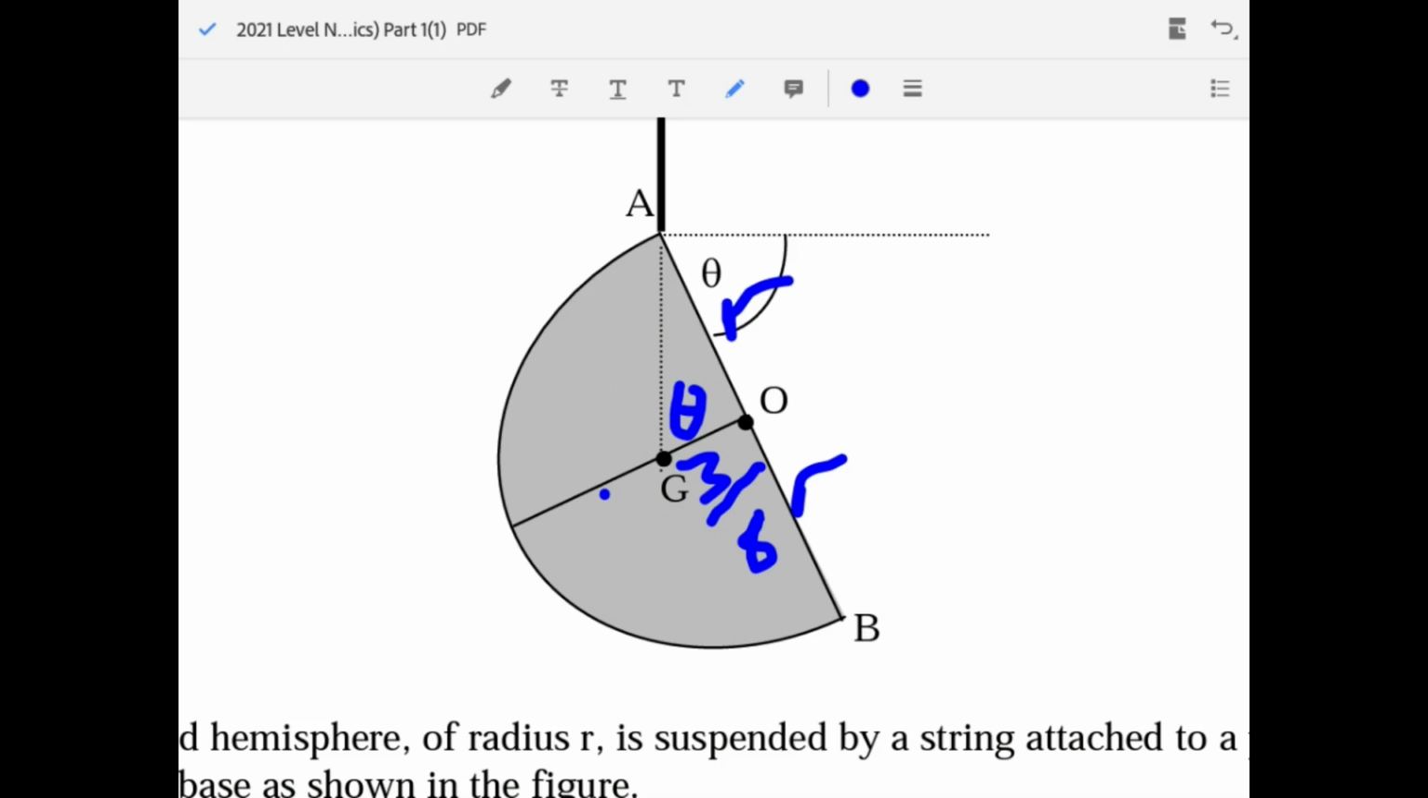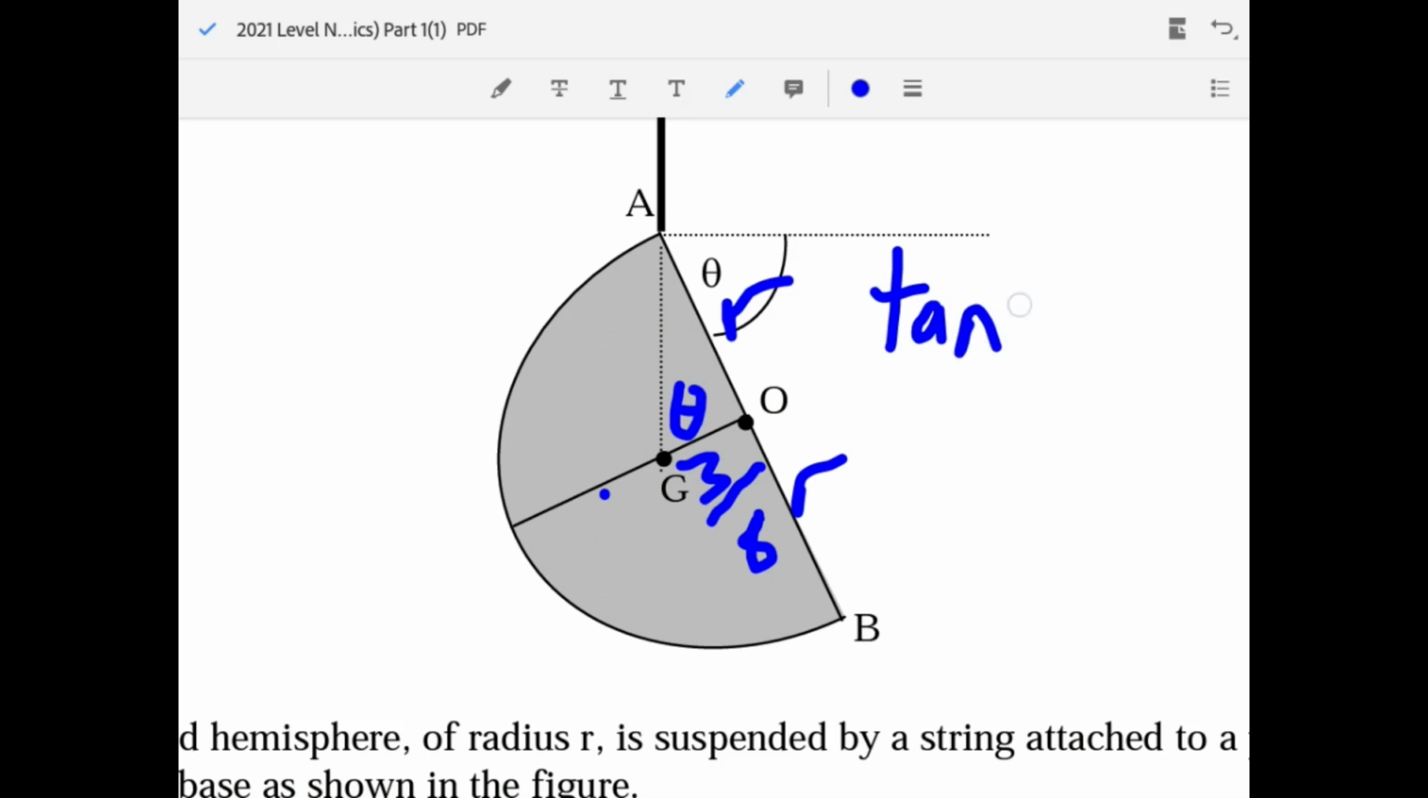Now what you need to find is tan alpha. And how do you know that this line of action is directly at G? It's because it always passes through the center of mass, so that it won't have any torque and it will just remain down. So now you have the triangle and they want tan alpha.